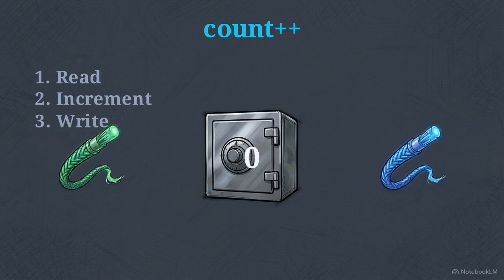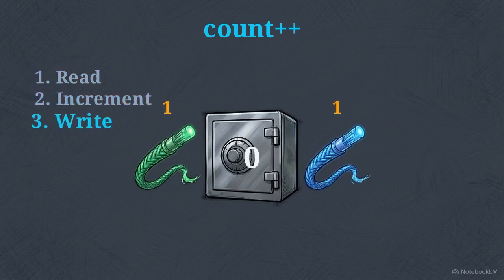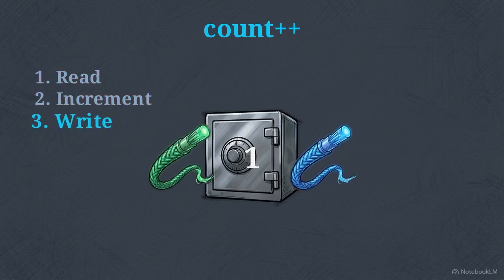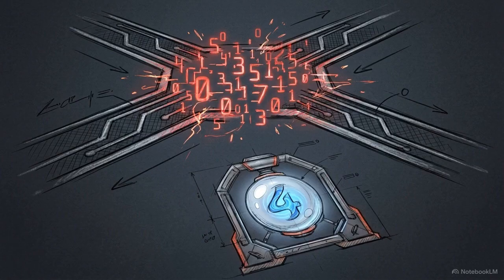But if two threads execute this command simultaneously, they might both read the baseline 0 at the exact same time. They both increment to 1 locally. Then they both write their new values back, overwriting each other. Instead of counting two operations, the final stored value is only 1. The update from one of the threads is entirely lost.